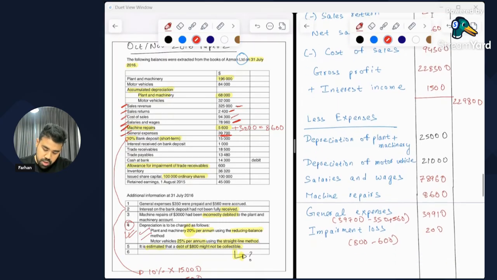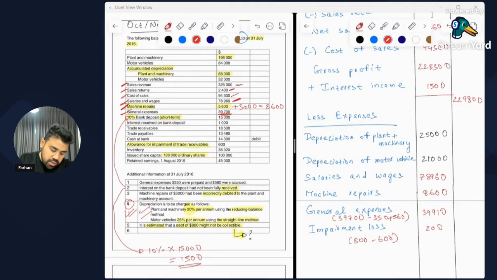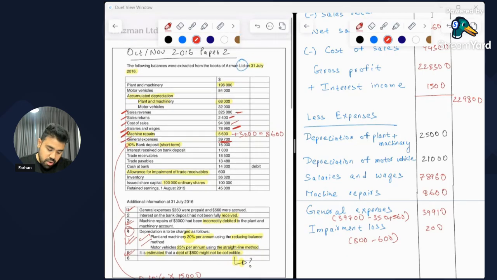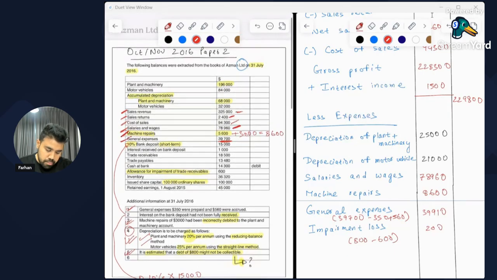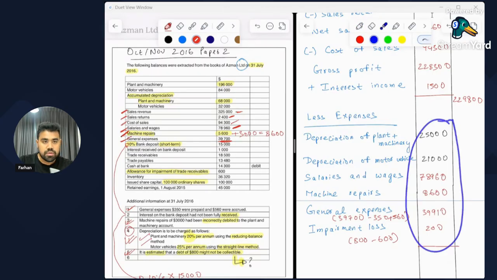All right. I'm just going to highlight the information that I've already utilized. From the additional information, in fact, we've used all of them. And from the table, we have used most of them as well. So now let's add all the expenses that we have got, all of these numbers. Let's start with 25,000. I'm just using the calculator on my laptop, so I'm going to be a bit slow.